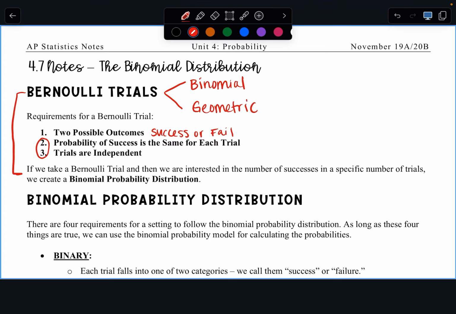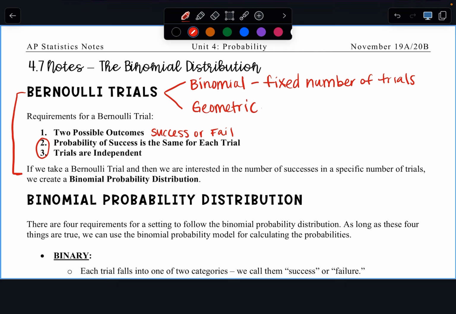Now, the fourth thing is what determines which one you actually end up doing. For a binomial distribution, you must have a fixed number of trials. Basically, you're picking 20 people, you're shooting 10 darts, you're kicking 15 soccer balls. You're doing something a specified number of times. And then within that fixed number of trials, how many successes do you want? Do you want 5? Do you want 10? Do you want all successes? Do you want all fails? That is a binomial distribution.